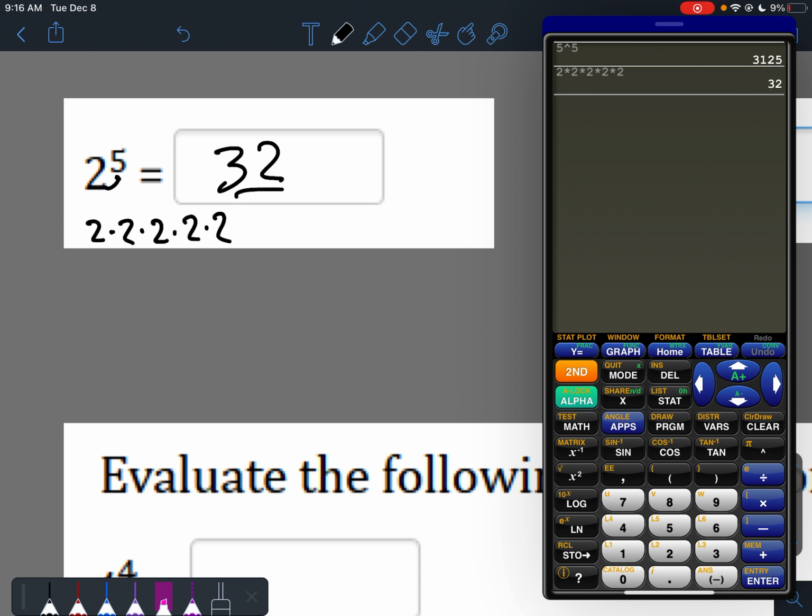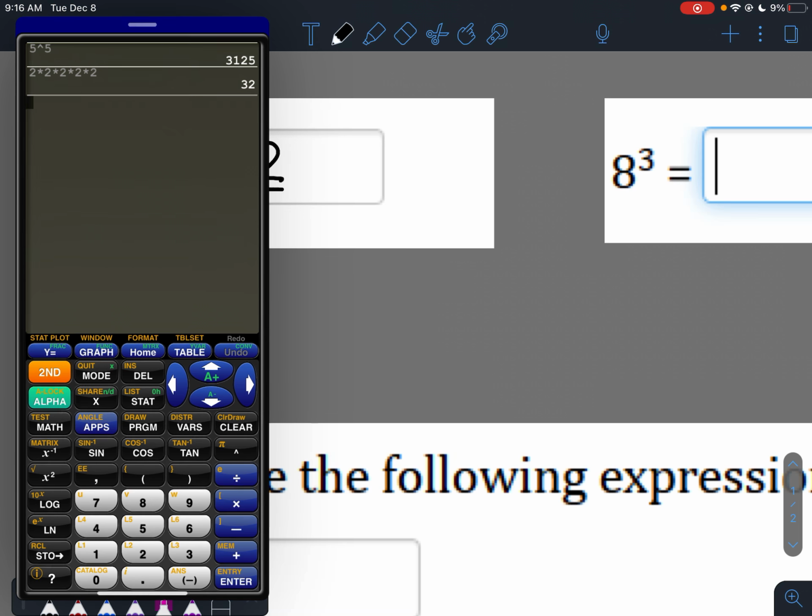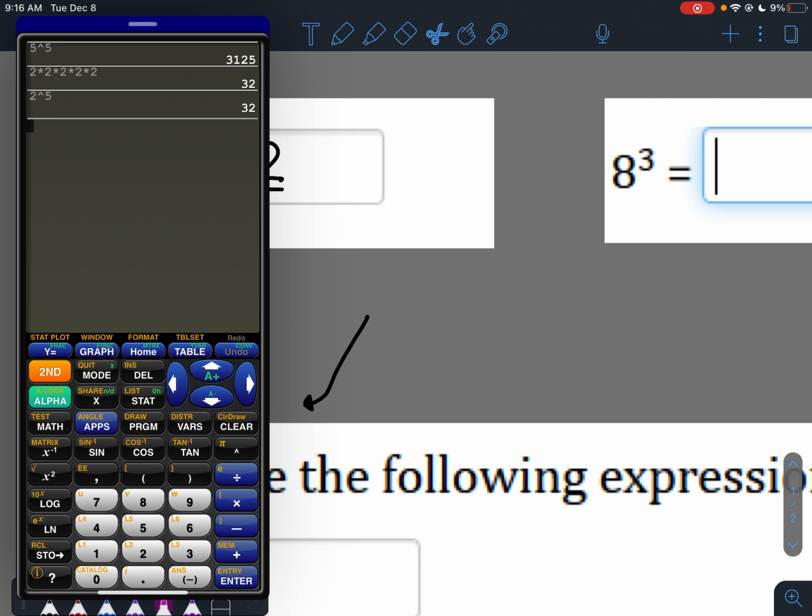Now, there is a button on here that you can use, and it's called the caret key, and it looks like this. And in this particular calculator that I have, it is right there above the division symbol. I can't go over the top of the calculator there, but you see it right next to that arrow there. It's that caret key. So if I said 2 to the 5th, I would press 2, then that button, and then 5, and it would give me the same thing. So that's how it reads it.